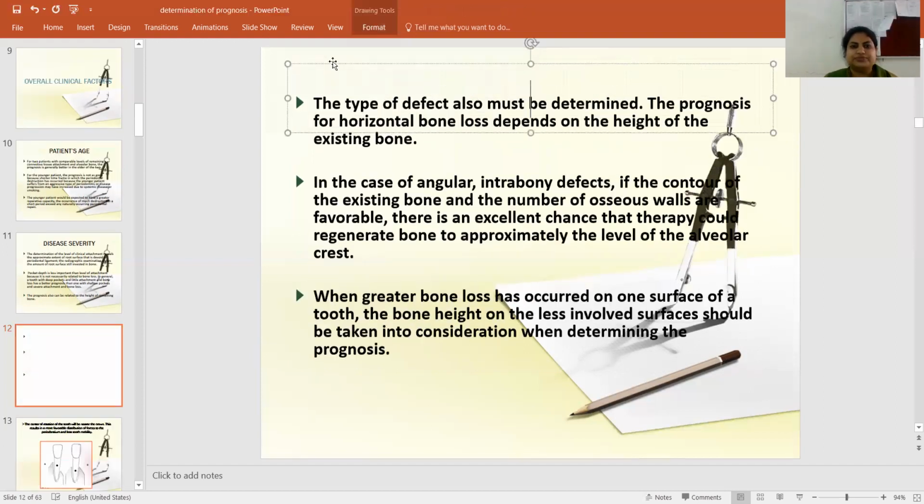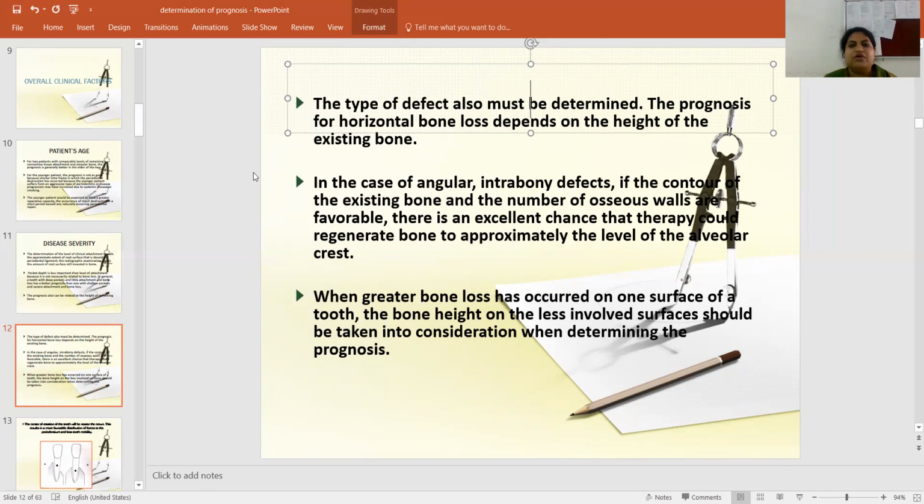So what happened? The type of defect should also be determined for assessing the bone loss and for assessing the overall and individual tooth prognosis. So you are going to assess the type of defect, whether the defect is horizontal or vertical. In the case of an angular or intra-bony defect, if the contour of the existing bone and the number of osseous walls are favorable, then there is an excellent chance that therapy could regenerate bone to approximately the level of the alveolar crest.